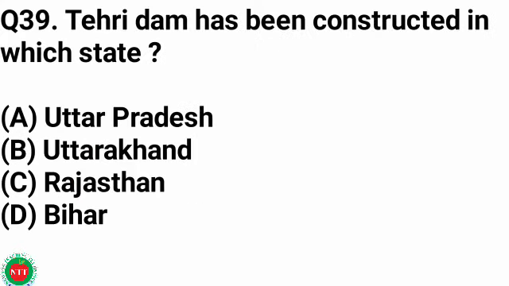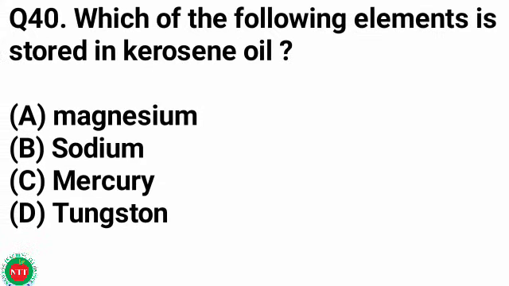Question 39. Tehri Dam has been constructed in which state? A. Uttar Pradesh, B. Uttarakhand, C. Rajasthan, D. Bihar. The right answer for this question is Uttarakhand, B. Question number 40. Which of the following elements is stored in kerosene oil? A. Magnesium, B. Sodium, C. Mercury, D. Tungsten. The right answer for this question is sodium.